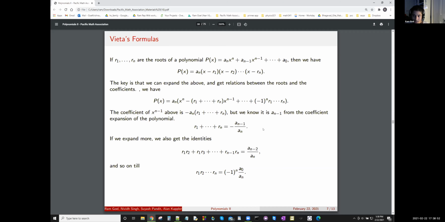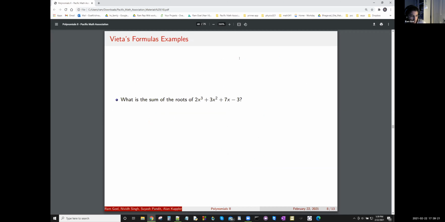Now, this might look like a lot of symbols, but let me just break down the key parts. The sum of the roots and the product of the roots, remember, can be found easily just using the coefficients of the polynomial. That's the main point. And for r1, r2, all the way till rn, you do negative 1 to the n. So that's basically the parity of n. If it's even or odd, then it flips. And then you do a0 divided by a sub n. So this might look like a lot of symbols right now. So let's break it down using a few examples.